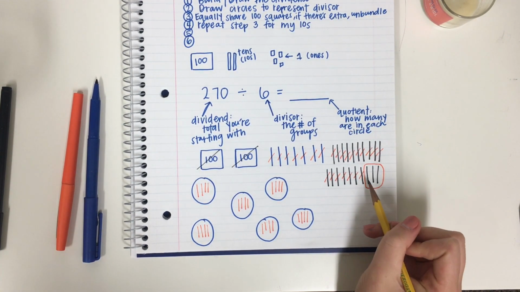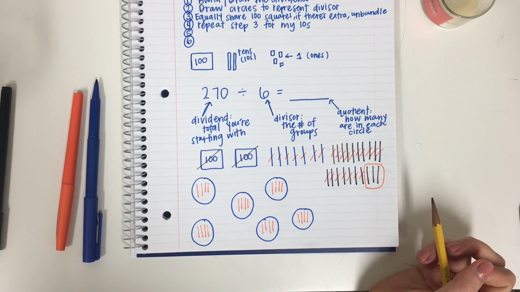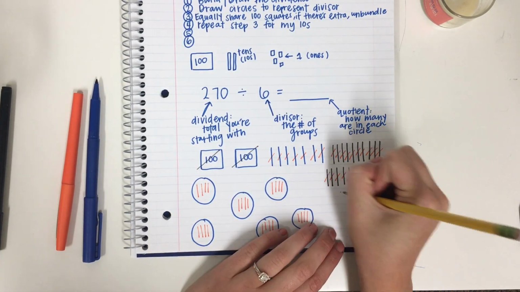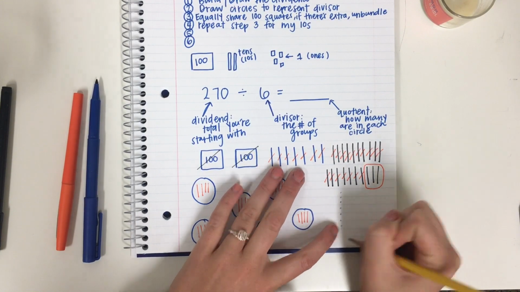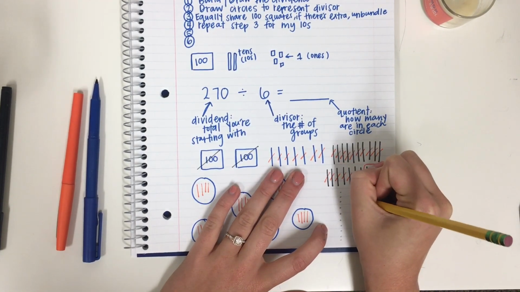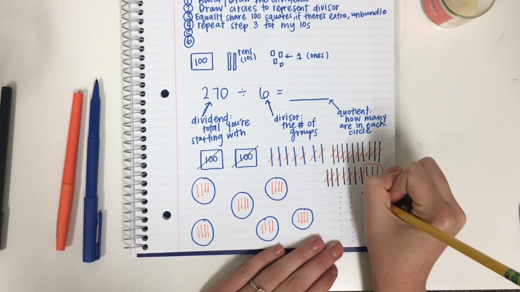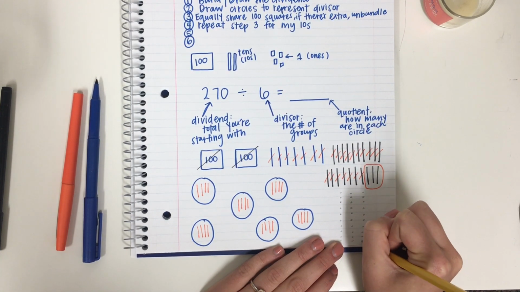So I have 10 times 1, 2, 3. What's 10 times 3? Well, 3 times 1 is 3. Add a 0. It's 30. So I got 30 ones. So I'm just going to draw 10 ones here. 1, 2, 3, 4, 5, 6, 7, 8, 9, 10. Do another one. 1, 2, 3, 4, 5, 6, 7, 8, 9, 10. Do one more.